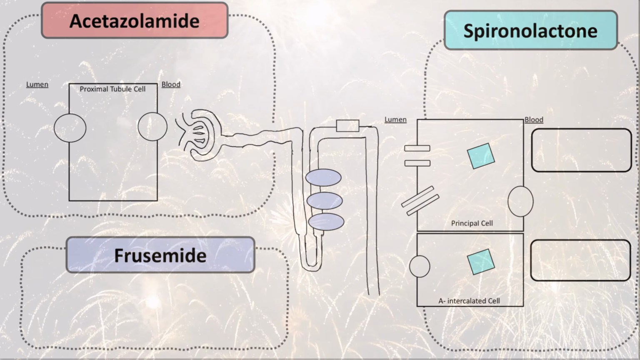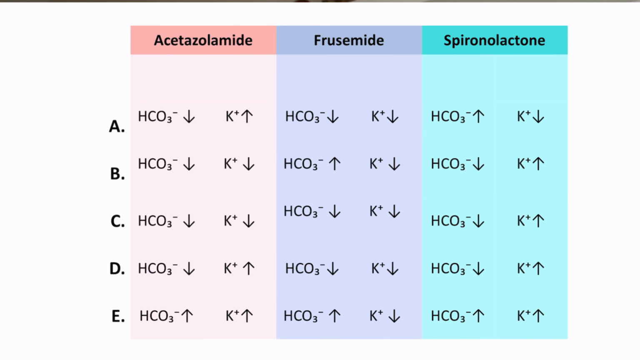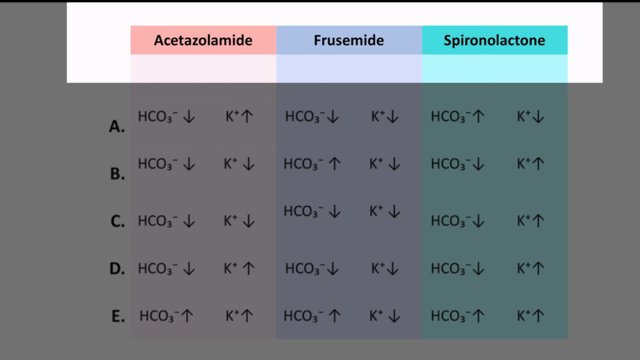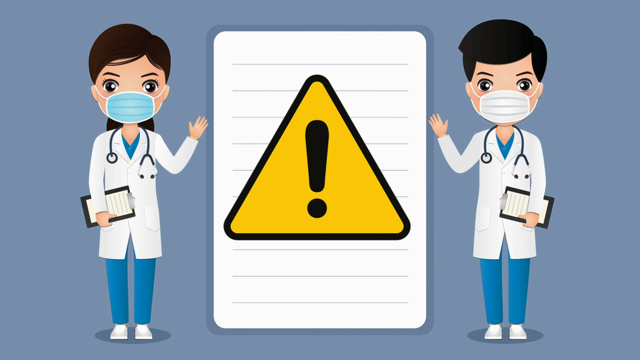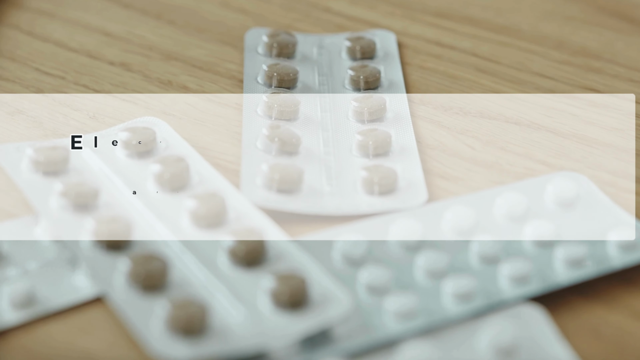Hello Dr. Humans, welcome back to the channel and to today's video where we are going to be conquering acetazolamide and some other diuretics, and in particular the electrolyte imbalances that they cause. We'll be matching each of these diuretics to its effect on bicarbonate and potassium, and by the end we'll have our table solved.